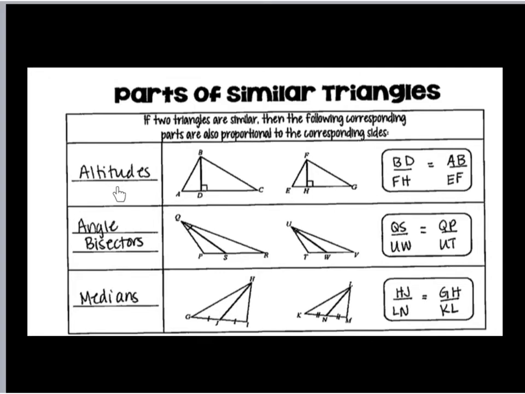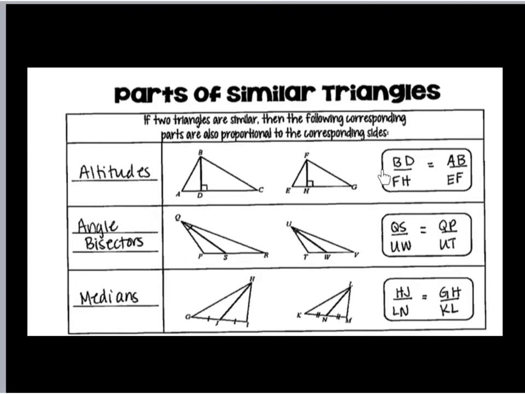Our first vocabulary word is altitudes. An altitude goes from a vertex to the opposite side, and it forms a right angle. We normally call it the height, the length of the triangle. Check it out. Here is an altitude, and here's an altitude here.